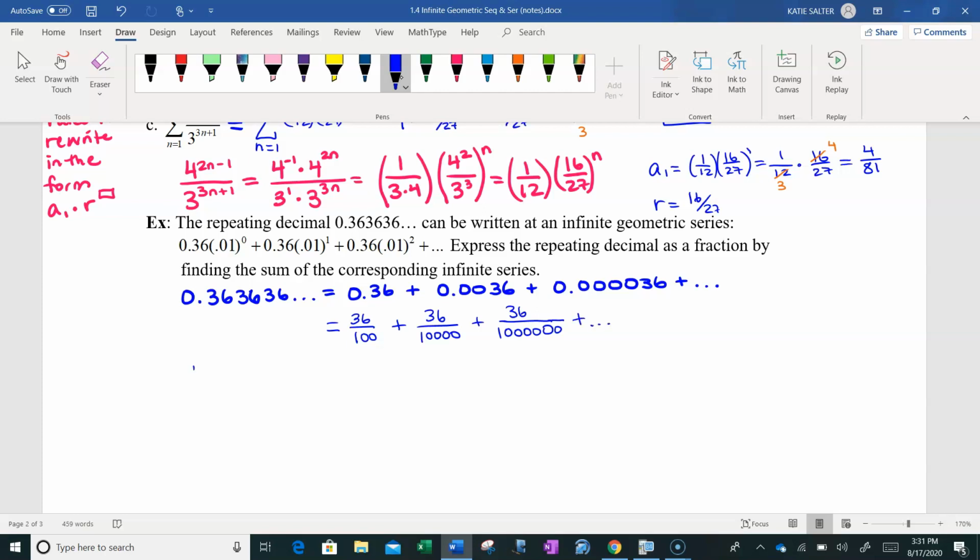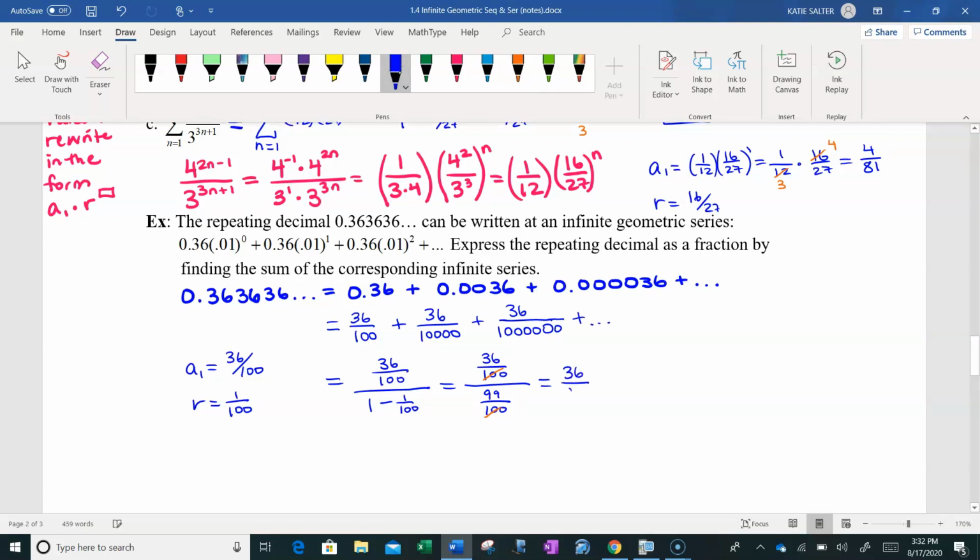So what I know from this is I know that my first term is 36 out of 100. And I know my common ratio is 1 over 100, because every 2 decimal places repeat. So if I use our formula, the first term, which is 36 over 100, divided by 1 minus r, which is 1 minus 1 over 100, that gives us 36 over 100 divided by 99 over 100. And since both the denominators are 100, they would reduce. And if you want to multiply by the reciprocal to see that, you can. So we have 36 over 99.